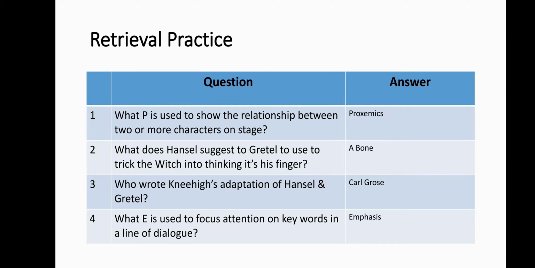Here are the answers. Number 1. Proxemics. 2. A bone. 3. Carl Gross. And 4. Emphasis. Make sure that you have the correct answers on your sheets before sticking them in your books.